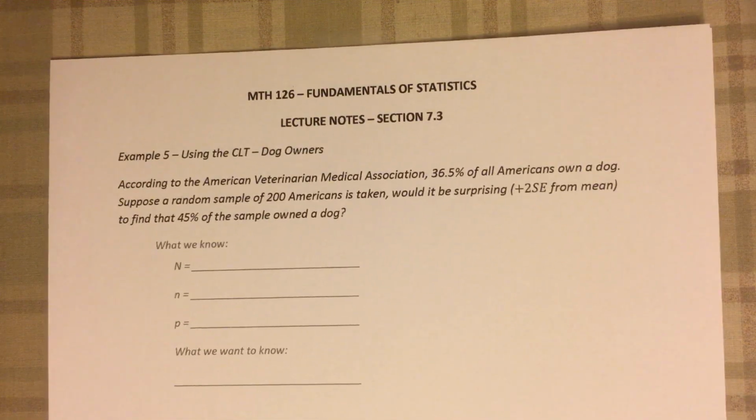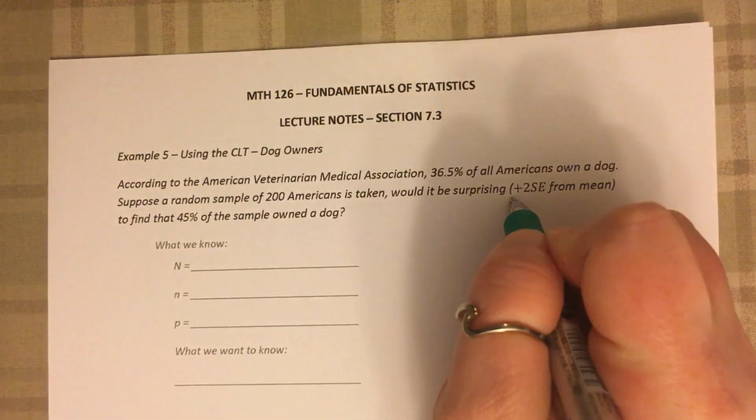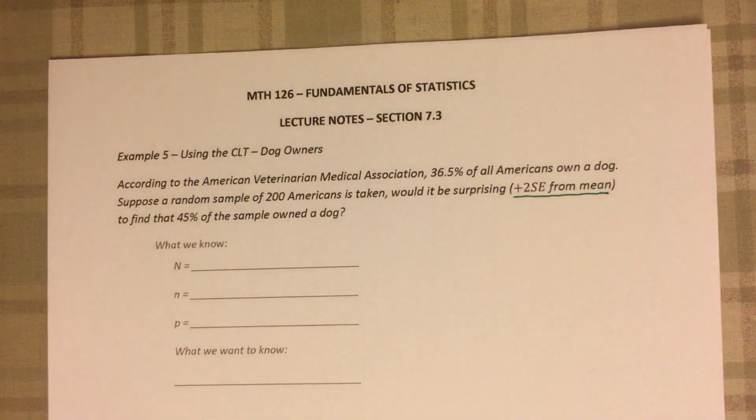All right, one last example to wrap this up. We're going to start with the same process. Again, answer a slightly different question here and talk about a couple of different possible other ways of figuring out the same answer. All right, so in example 5, right, according to the American Veterinary Medical Association, 36.5% of all Americans own a dog. Suppose a random sample of 200 Americans is taken. Would it be surprising, remember surprising meaning more than 2 standard deviations from the mean, right, to find that 45% of the sample owned a dog?